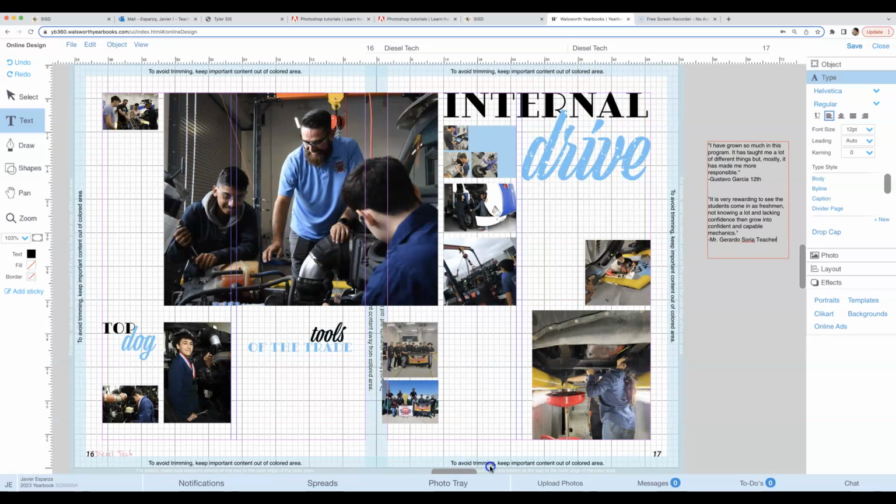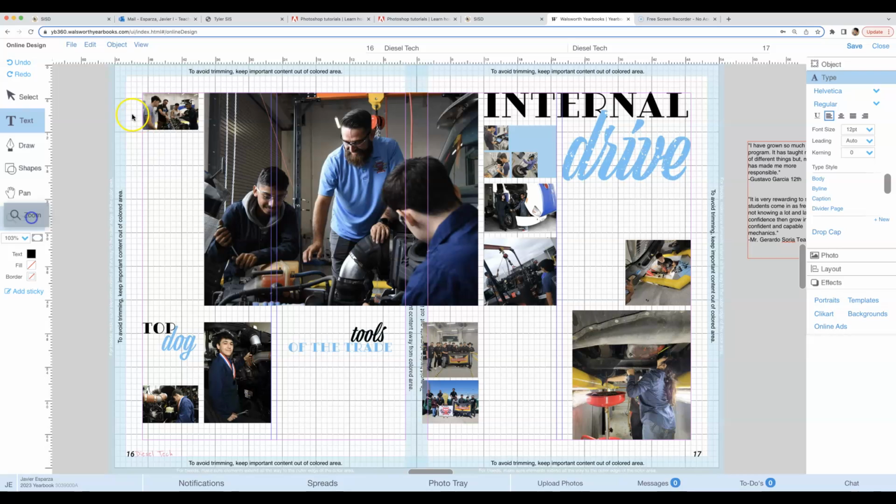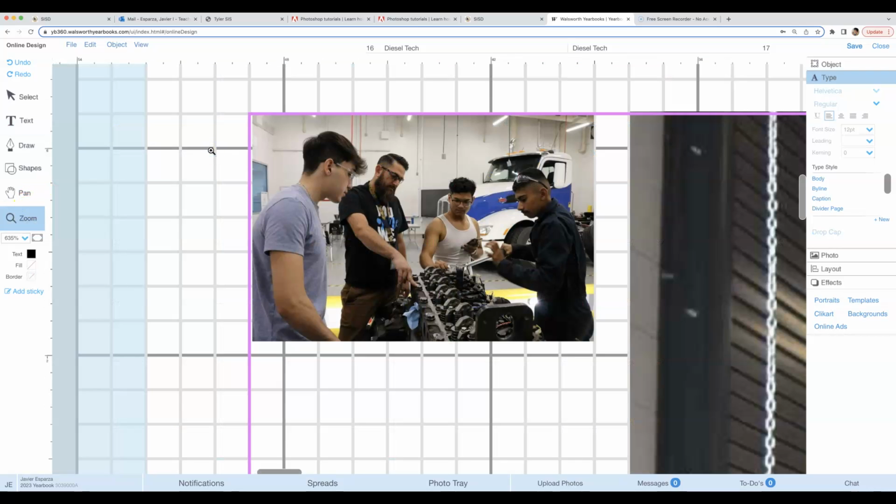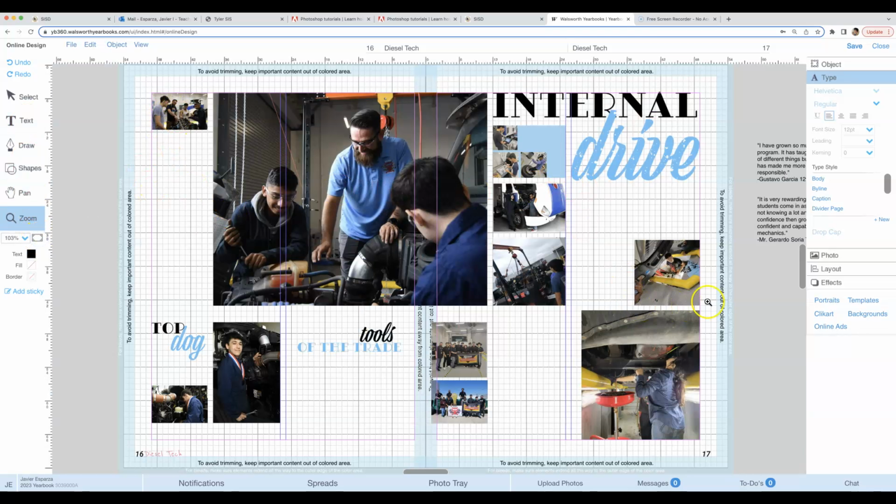All right, so I'm going to go to this top left picture first, and I'm going to go ahead and zoom in, and you're going to see that it's Mr. Soria. He's working with a few of the guys of Diesel Tech. I went ahead and interviewed this guy right here, Gustavo Garcia, so I'm going to use his quote to create the caption for that photo.